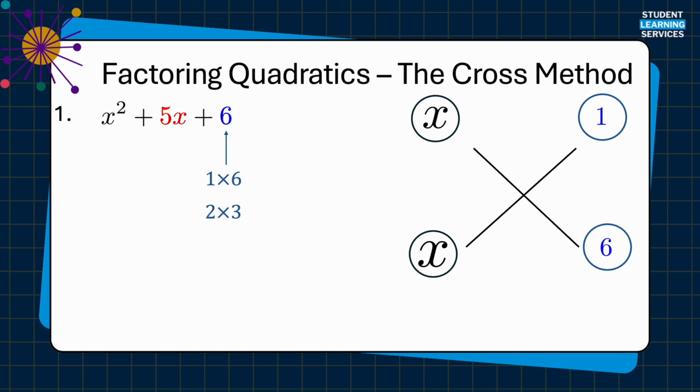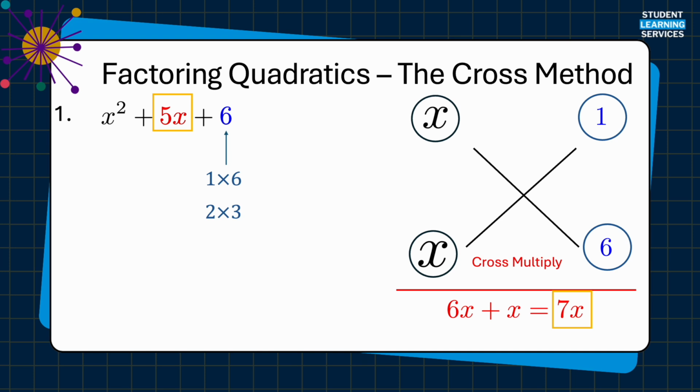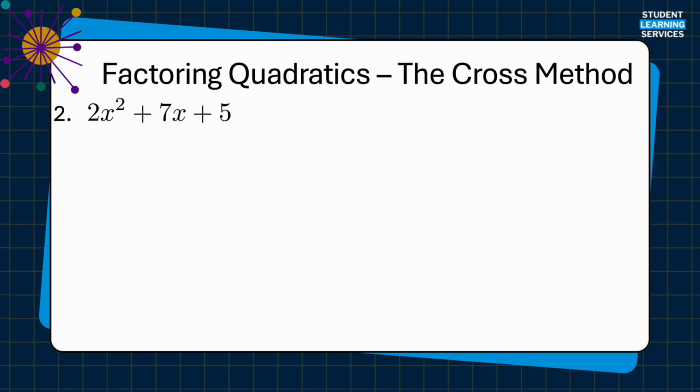Now, what happens if we put 1 and 6 instead? Well, if we cross multiply it, we're going to get 6x plus x is equal to 7x. Is 7x the same as 5x? No, they are not the same. So this is wrong. That's why it has to be 2 and 3 in this question. Let's look at the second question.